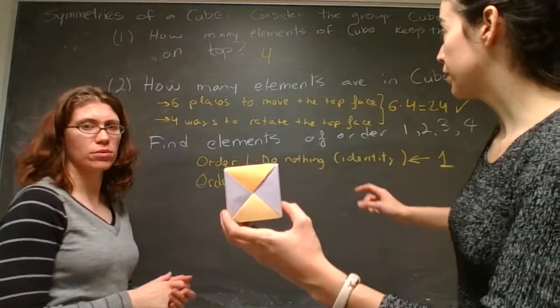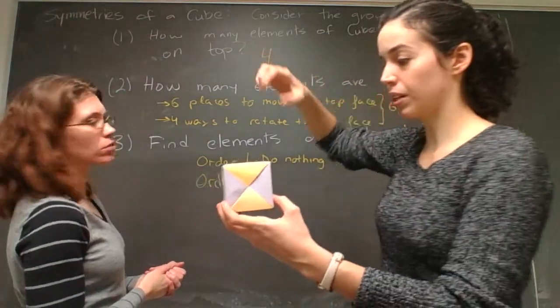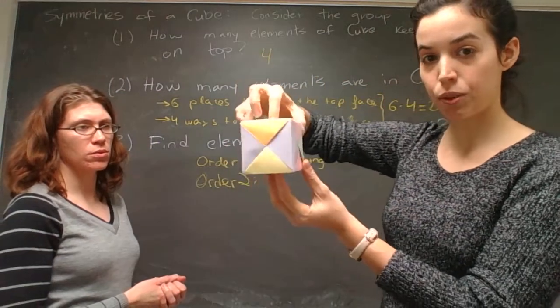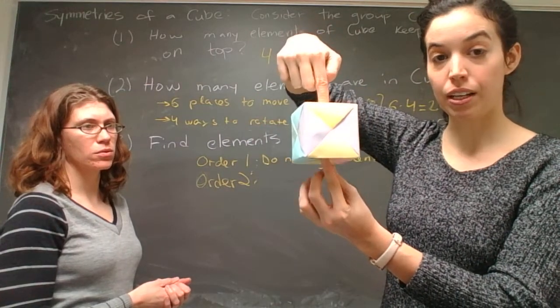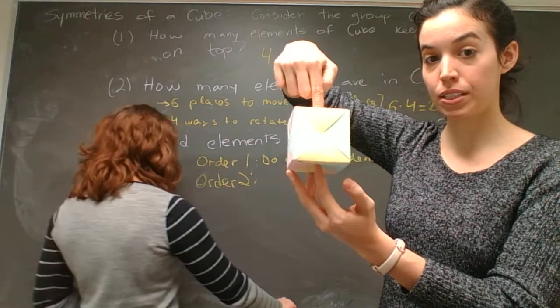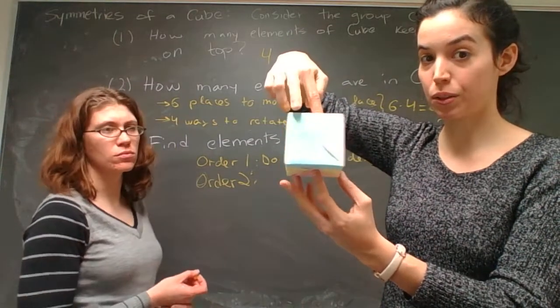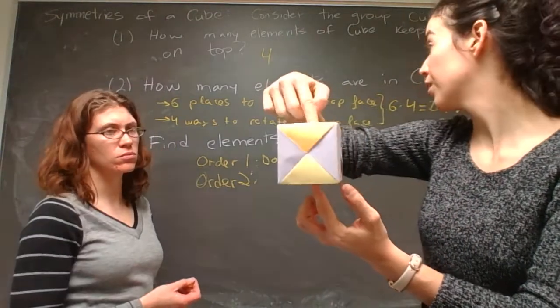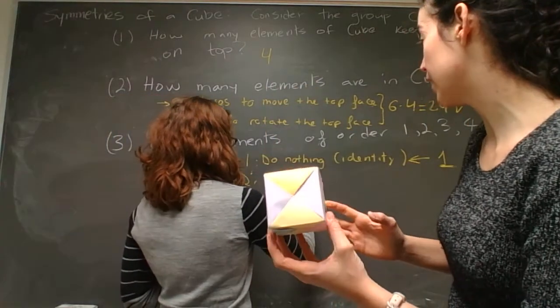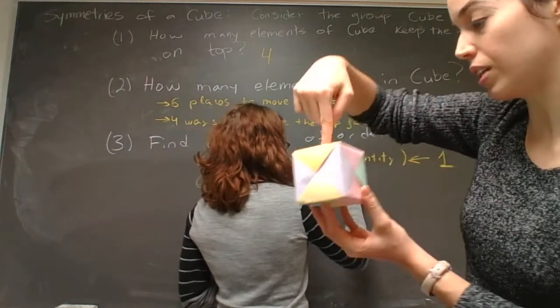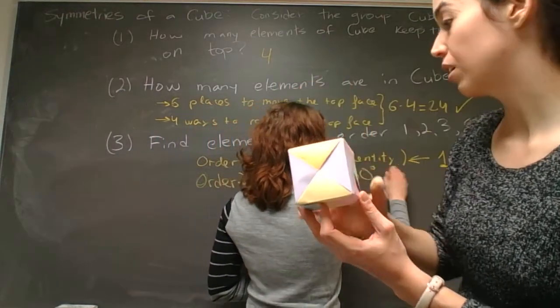Okay, so I feel like we already named some here. If you take an axis of rotation that goes through the center of opposite faces, and you rotate 180 degrees, and then you rotate 180 degrees back, you end up in the place you started with. So rotating 180 degrees along an axis going through the center of opposite faces has order 2.